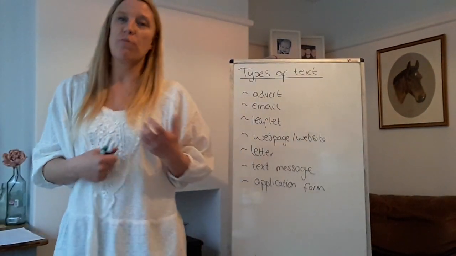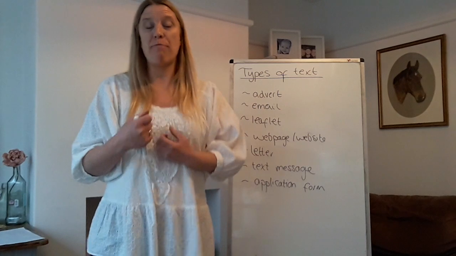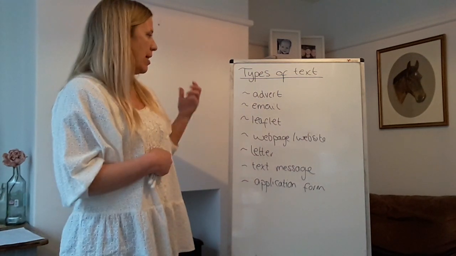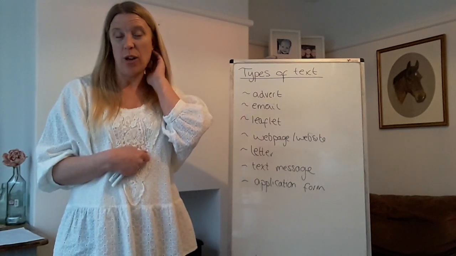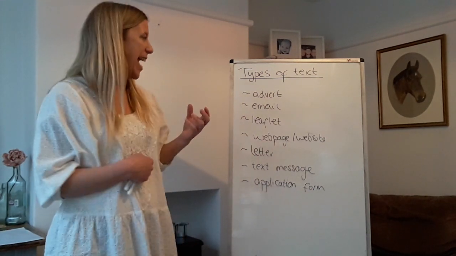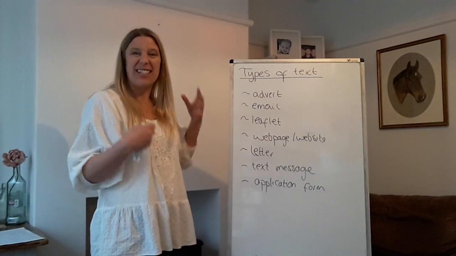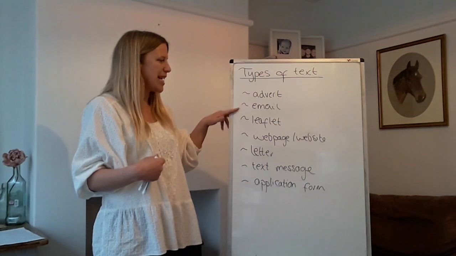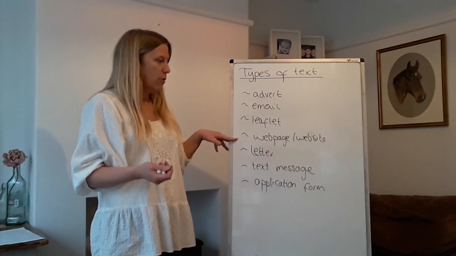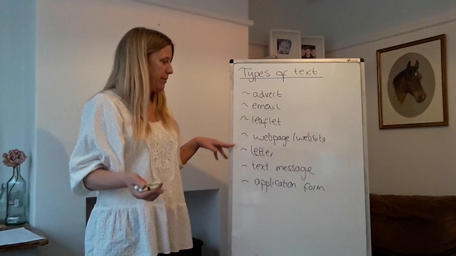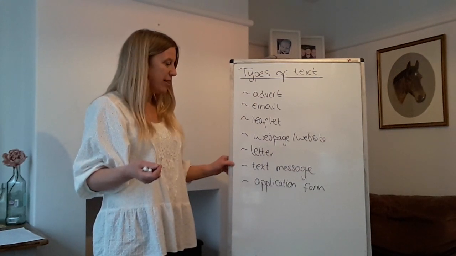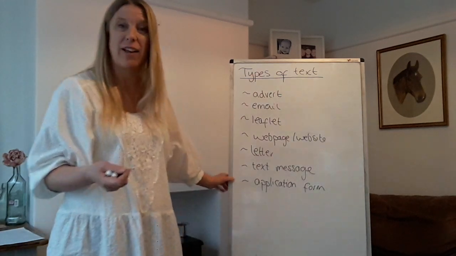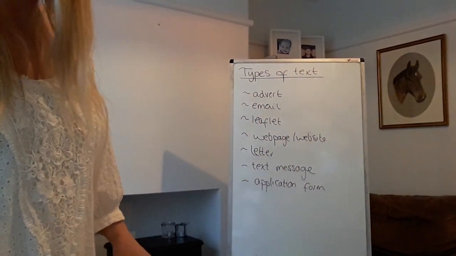Okay, if you remember, we spoke last week about some of the types of text and their purposes, and then we looked at the format, the way that we lay out adverts and leaflets and things. So type of text is the different styles of communication in writing. We talked about advert, email, leaflet. We could have a web page or a website, a letter, a text message, an application form. These are all types of text, aren't they?